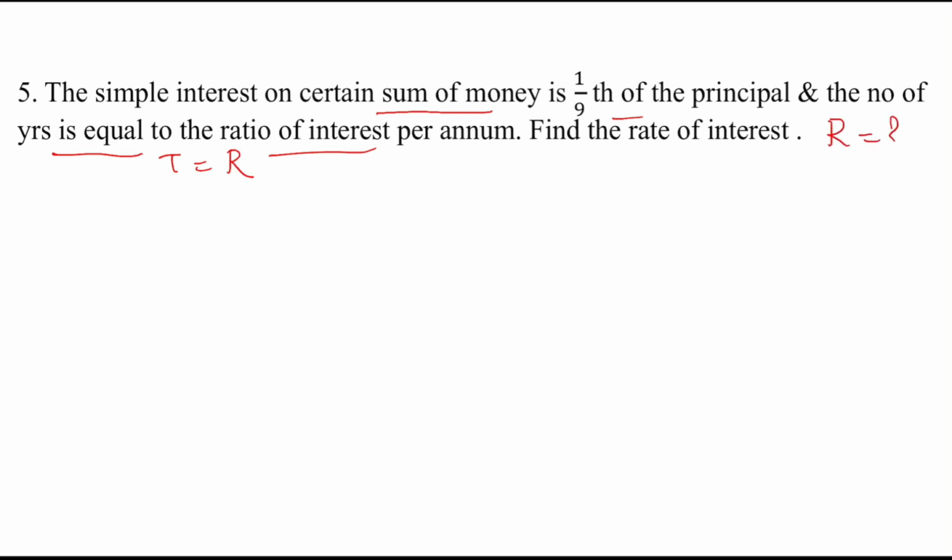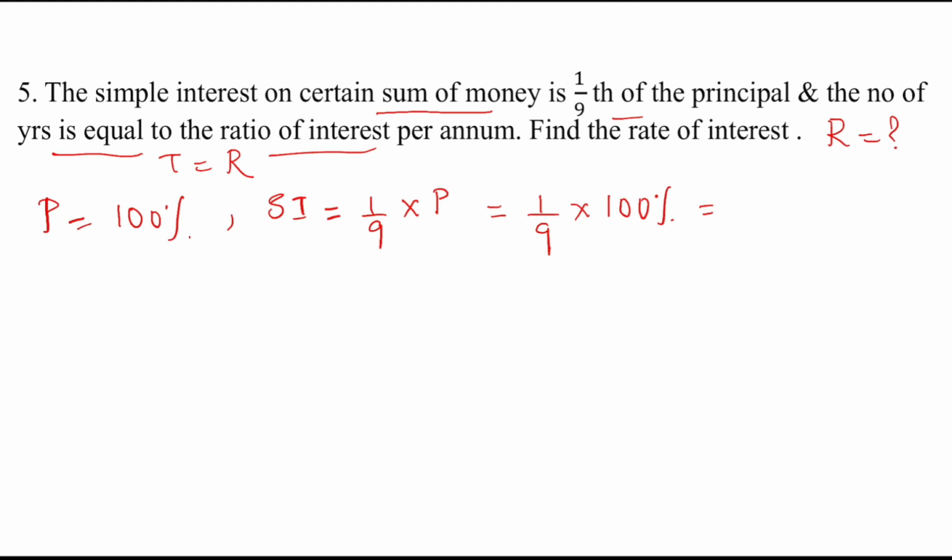So therefore rate of interest is how much? Now we always assume that principal is 100%. Then SI is what? Interest, how much he is getting? 1/9 of principal amount, they are saying. So we know principal is 100%. So 1/9 of 100% he is getting as simple interest. So simple interest is 100 by 9%. Let this be equation 1.